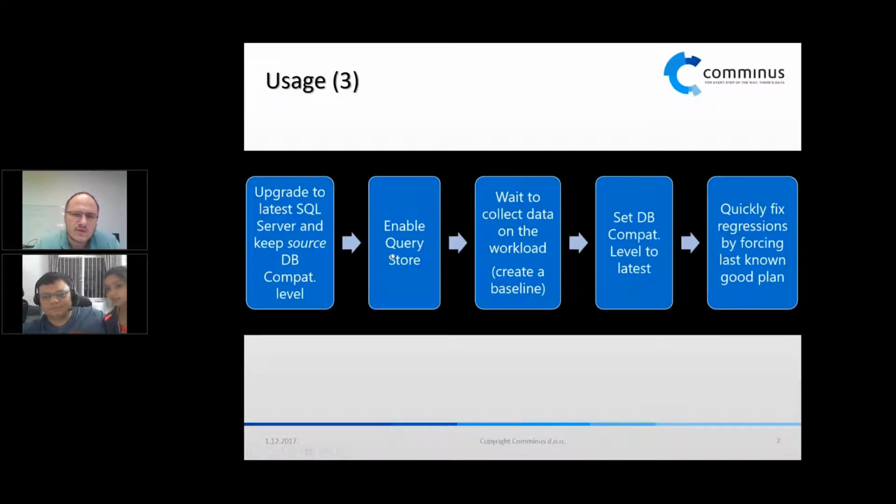Then you enable Query Store on the database. Then you wait to collect the data on the workload. You will create a baseline, basically. And then you set the database compatibility level to the latest, to SQL Server 2016 or 2017. Then let Query Store again collect the data. And then using Query Store, you can quickly find and fix regressions by forcing the last known good plan.